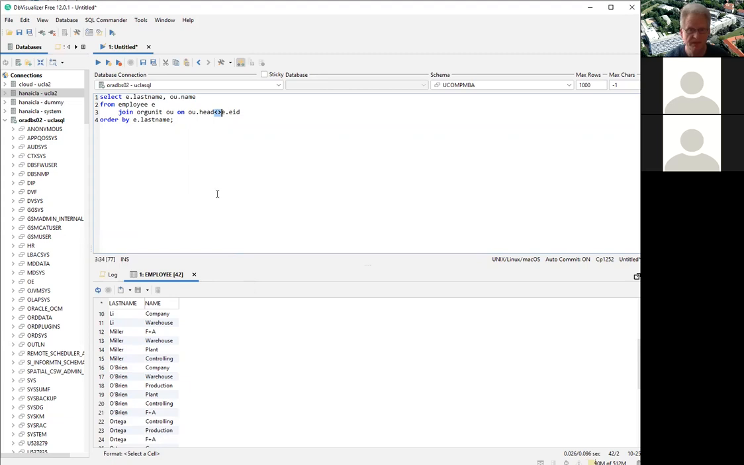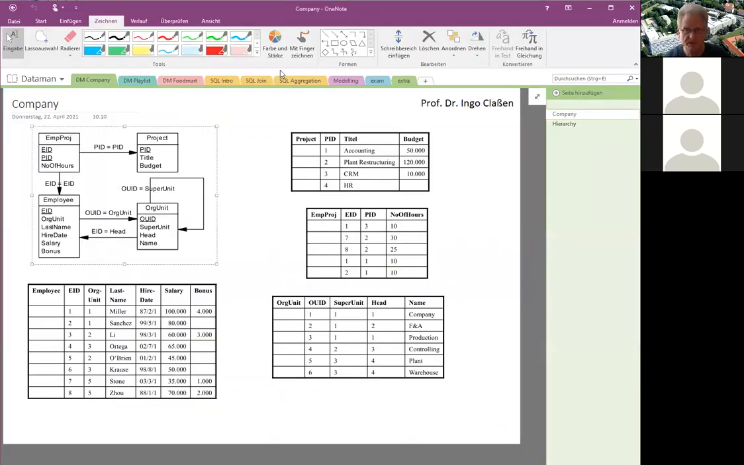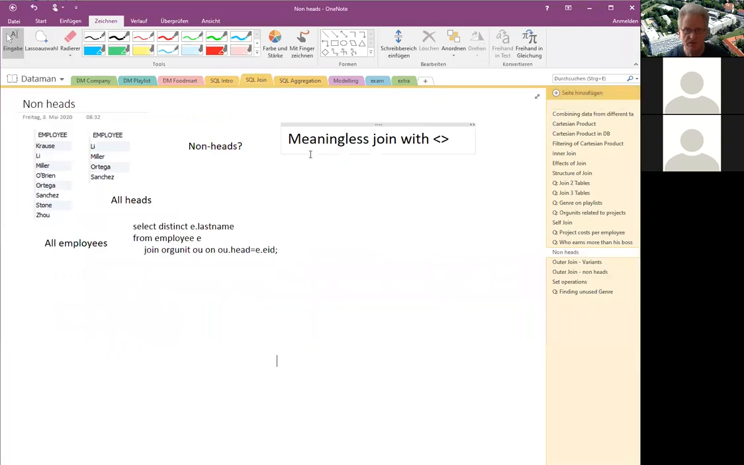So joining with inequality, not equal, is almost always wrong. Okay, but we would like to figure out who the non-heads are, don't we? So we need a way to do that.